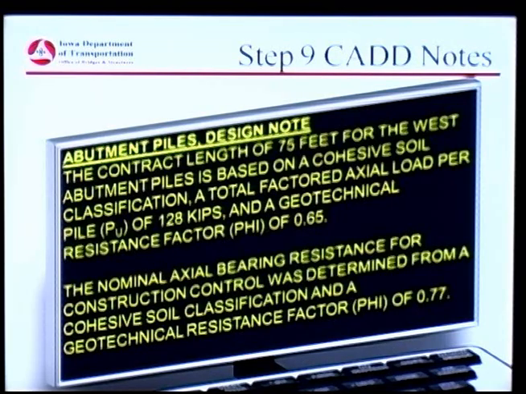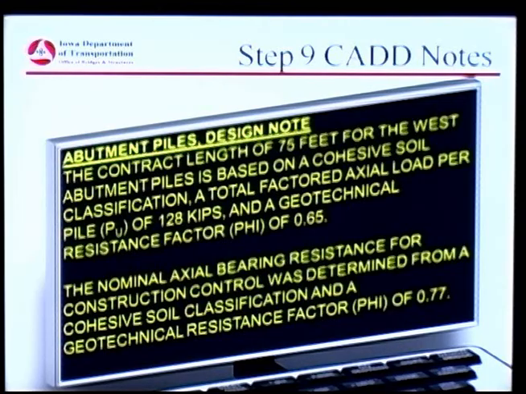So what happens here is we need a record so that later down the road, the people that follow behind us can deal with this bridge later. So what happens here, we had a contract length. That's of interest. We had 75 footers at the abutment. We need to know it was based on, we were thinking about cohesive soils, and we had a factored load that came out of the structural group of 128 kips, and that length was based on using a resistance factor in here of 0.65.